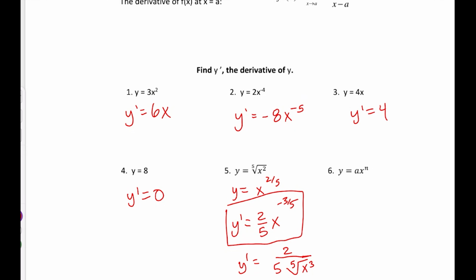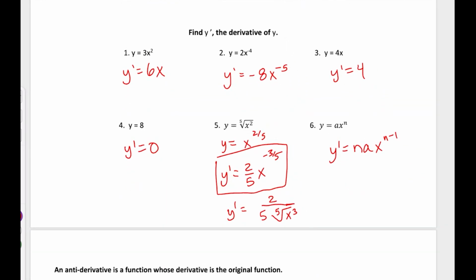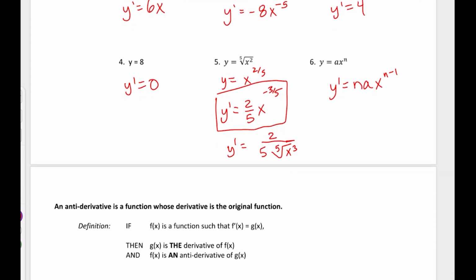And number 6, we have just the regular old power rule here. Bring that exponent down, multiply by the original coefficient, and then subtract 1 from the exponent. Any questions? All right, you guys remember derivatives? Yeah, boring. Let's get to the more interesting stuff. Let's talk about an antiderivative.